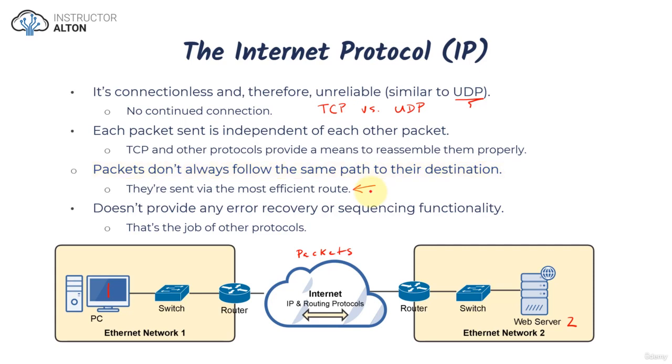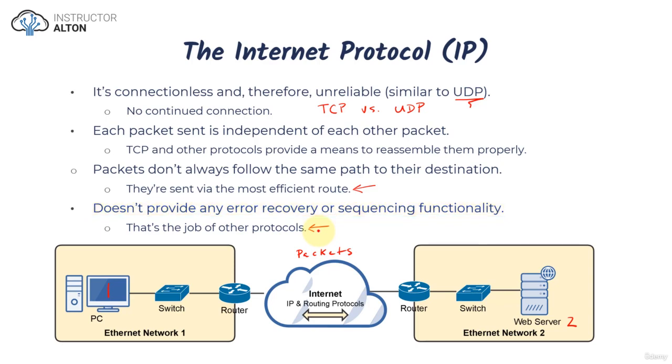Now, lastly, IP doesn't provide any sort of error recovery or sequencing. And this is actually very important when we're talking about needing a reliable connection. And that's the job of other protocols. That is not the job of IP. So we talk about other protocols such as TCP and UDP, as well as additional other protocols. That's their job. That's not the job of IP.